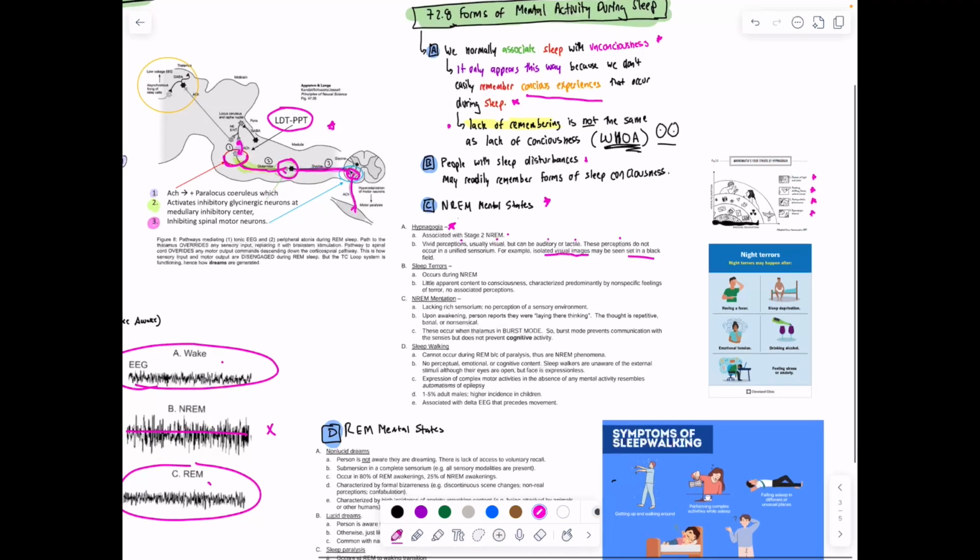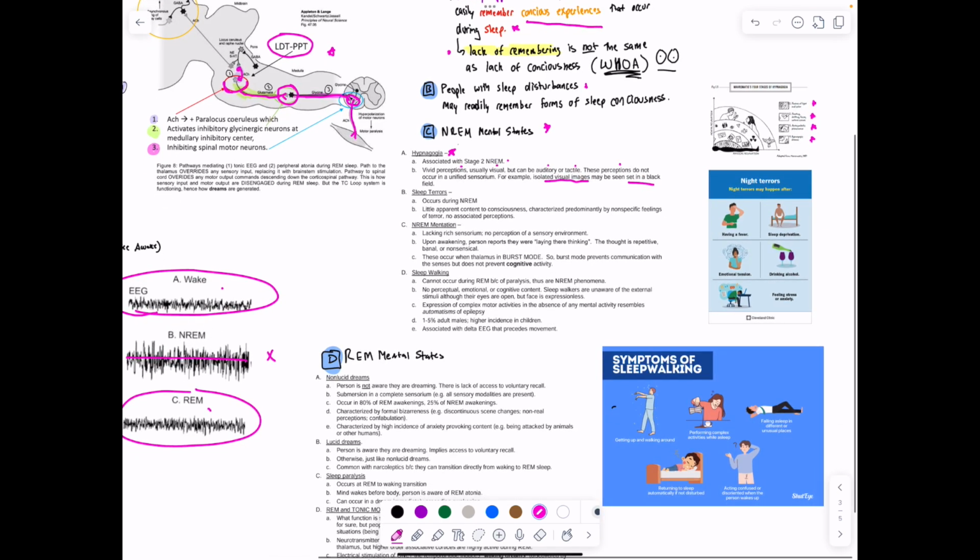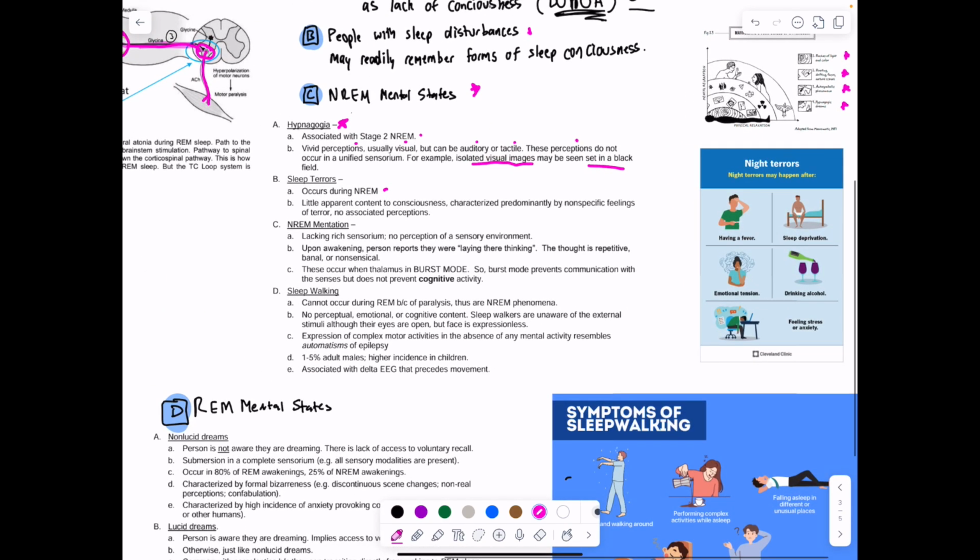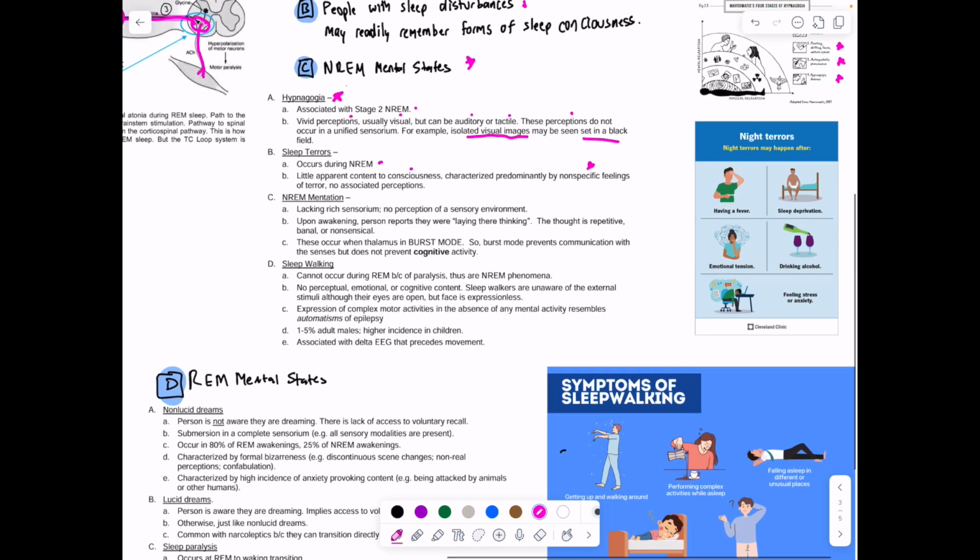Then we have sleep terrors, which occur during non-REM sleep, with little apparent content to consciousness, characterized predominantly by non-specific feelings of terror and no associated perceptions. Then you have NREM mentation, lacking rich sensation, with no perception of the sensory environment. Upon waking, the person reports they lay there thinking. The thought is repetitive, banal, or nonsensical. And these occur when the thalamus is in burst mode. Burst mode prevents communication with the senses, but does not prevent cognitive activity.